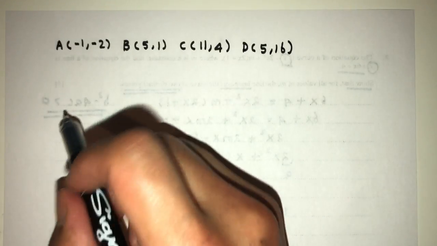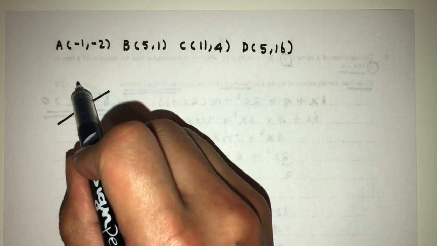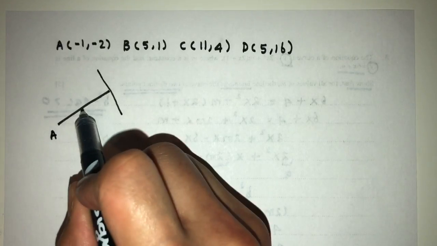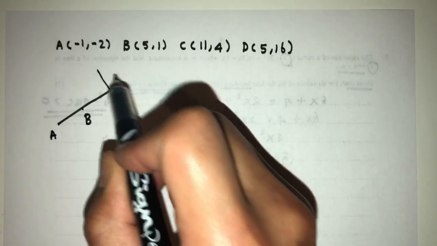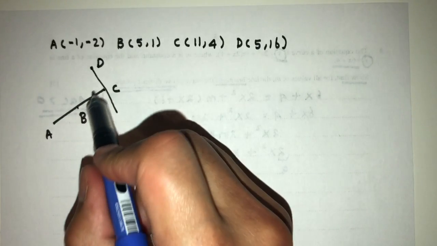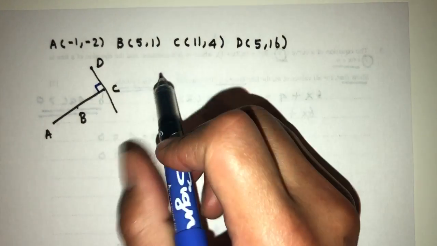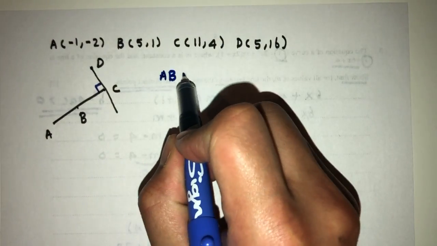So you want to show that we have two lines. We have this line and this line. This is A, B, C, and D somewhere over here. You want to show that these two are perpendicular to each other, since one is a tangent, so we have to show it by using gradient. So let's find the gradient of AB. That will be what?